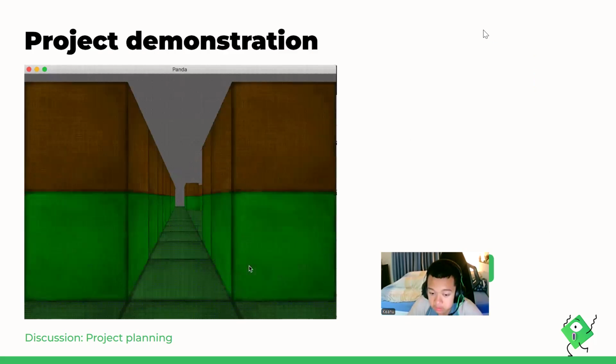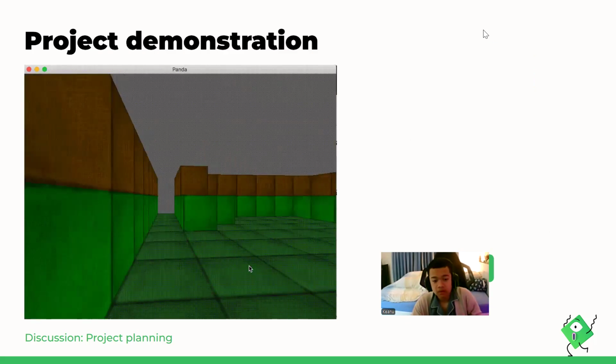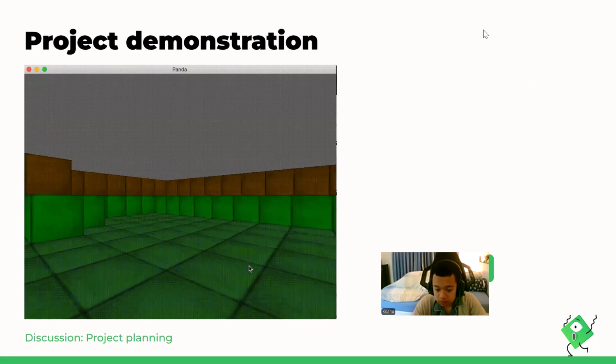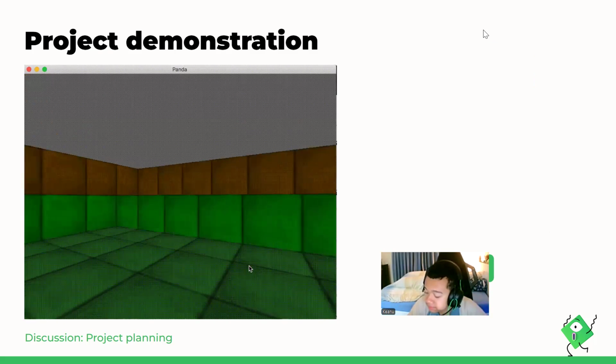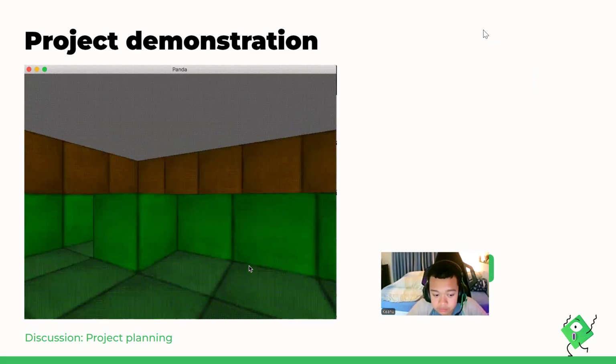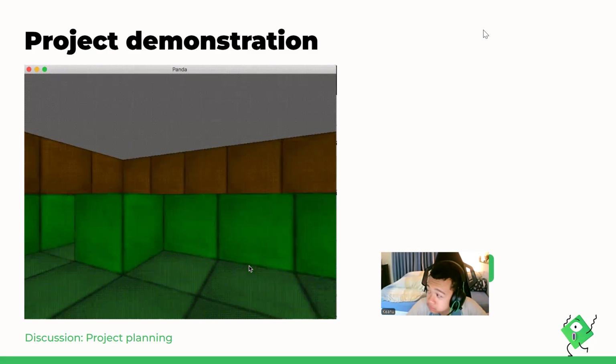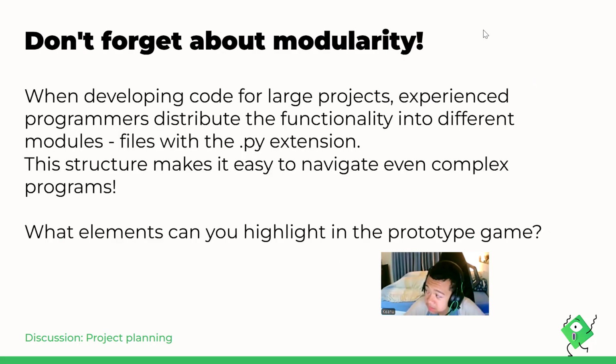And then as you can see for the project demonstration, it looks like this. Basically, we will try to get our own Minecraft. So we will create a game just like Minecraft, but we create it on our own. When developing code for large projects, experienced programmers distribute the functionality into different modules, files with the py extension. This structure makes it easy to navigate even complex programs. So what elements can you highlight in the prototype game?